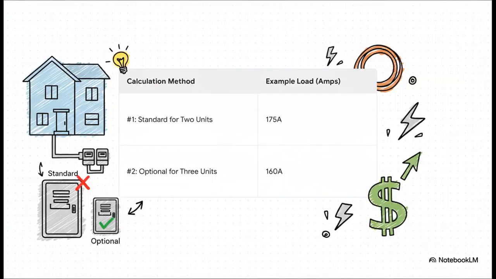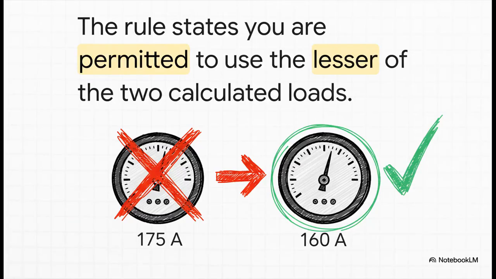And bam! Look at this! This is where the magic happens. Let's just say your standard calculation for the 2 units comes out to 175 amps. Then you run the optional calculation, pretending you have 3 identical units, and because of those more generous demand factors, it comes out to only 160 amps. See the difference? And this is the punchline. The crucial point is right here on the screen. The code is totally 100% crystal clear.